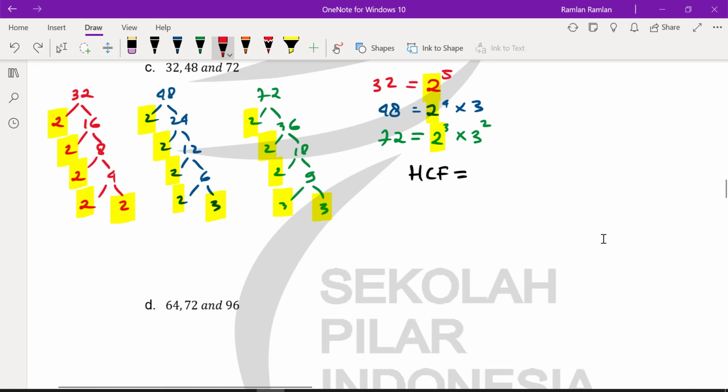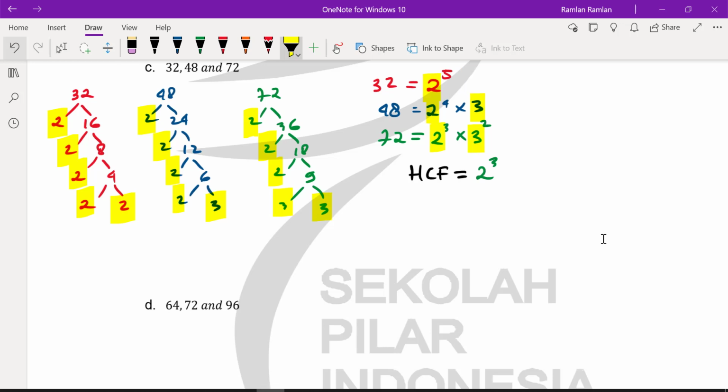That is 2 to the power of 3. So the HCF is 2 to the power of 3. And then we're done actually, because we cannot take the 3. We have 3 over here, we have 3 over here, but we don't have any 3 over here, right?